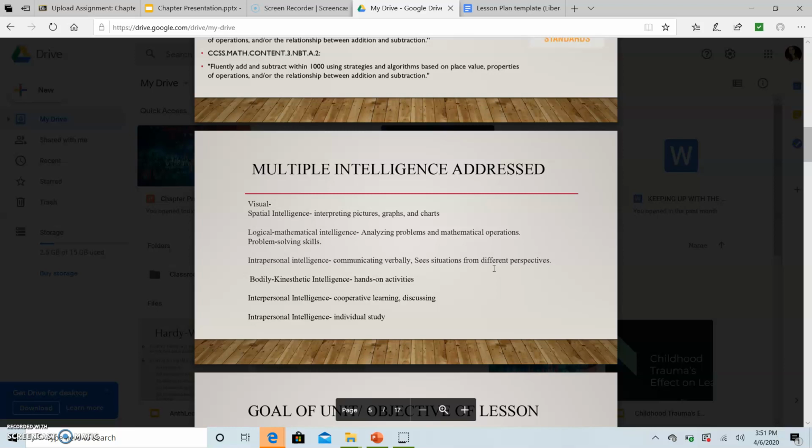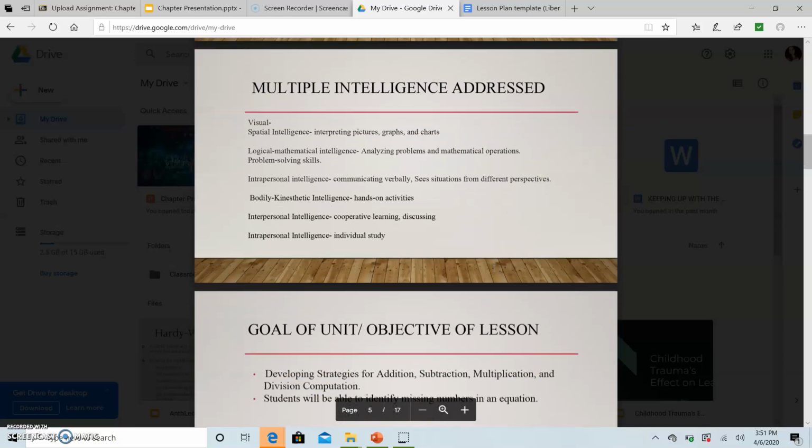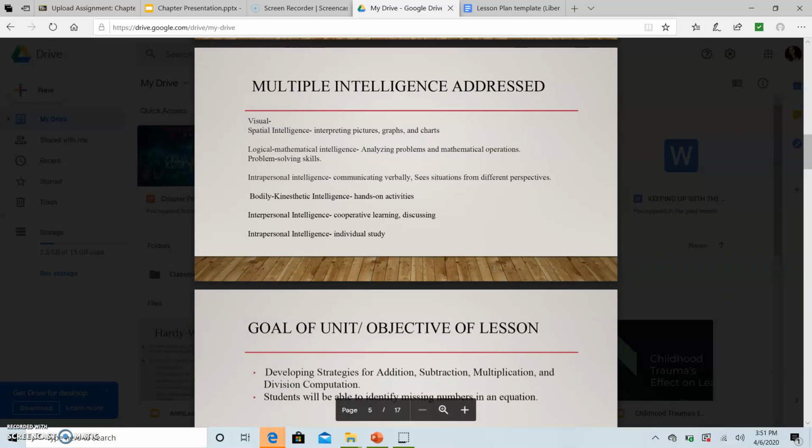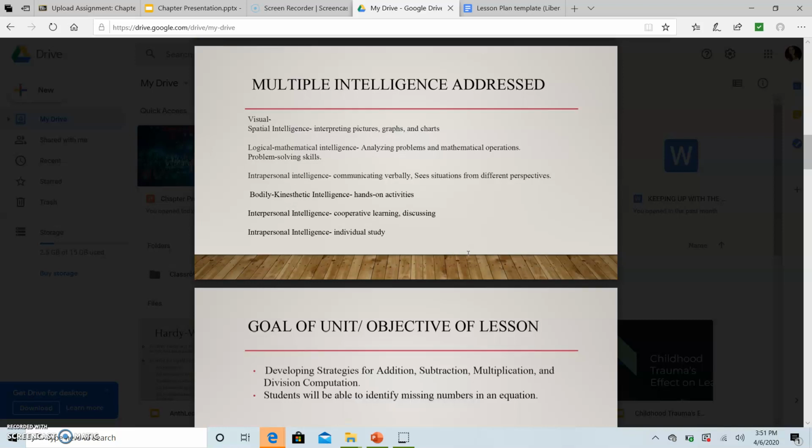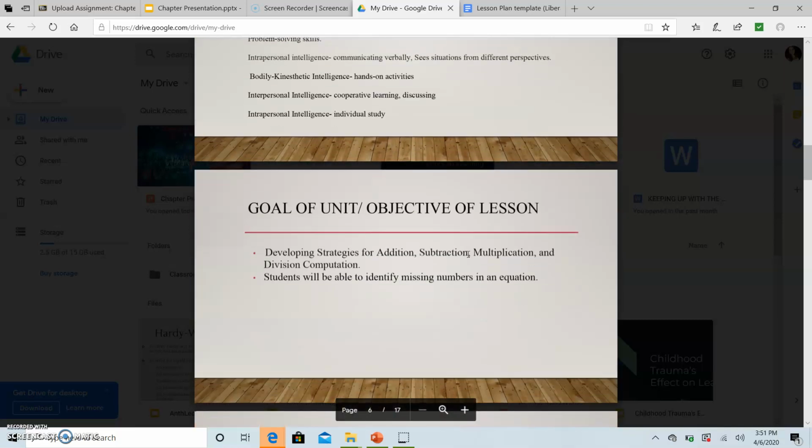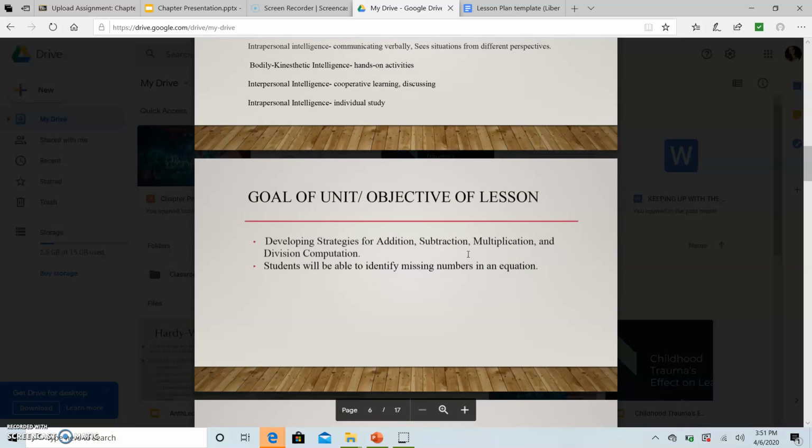Interpersonal intelligence is going to be communicating verbally, seeing situations from different perspectives because they're going to be working in groups in some of these activities. Body intelligence is hands-on activities where they can really get involved. Intrapersonal is cooperative learning, discussing, and there's going to be some individual study along with this as well.